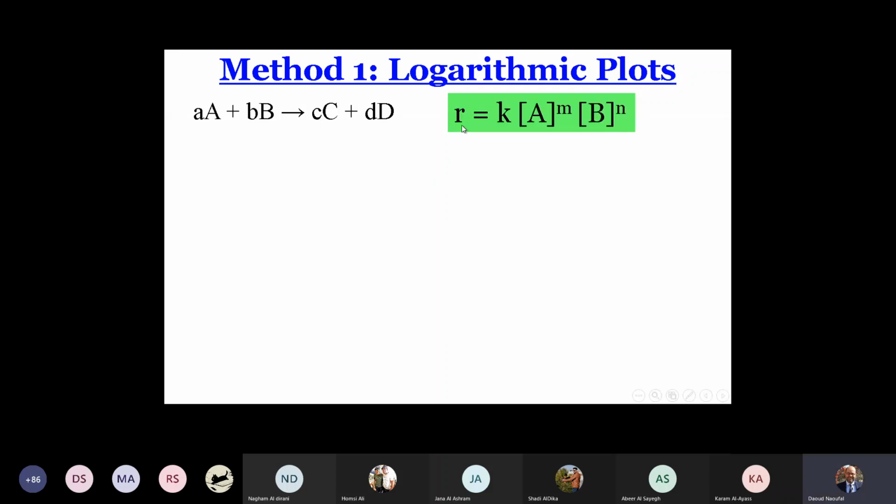The rate law expression is R equals k, concentration of the reactant A to the power m times B to the power n. To find the expression, I have to find k, m, and n. The rate law expression, as described previously, can be obtained experimentally, so it can be obtained in the lab work. To find m, I will go to the lab and do the following procedure.